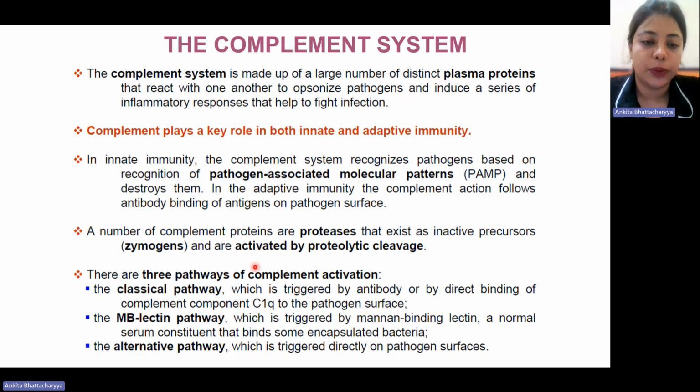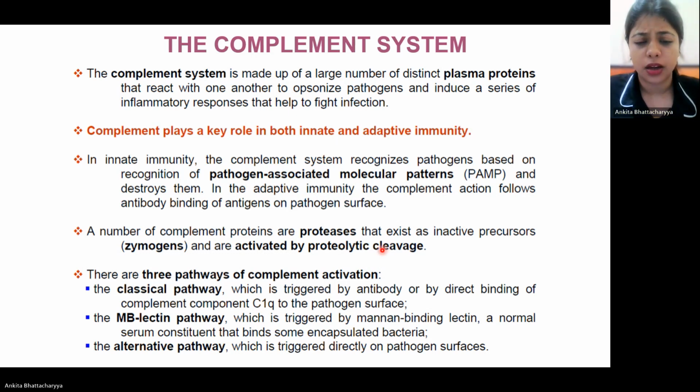So with this in mind, we have to understand the fact that a number of complement proteins are actually proteases that exist as inactive precursors or zymogens, and they get activated by proteolytic cleavage. What does that mean? A zymogen is an inactive enzyme. Any enzyme for that matter can exist as a zymogen, and their cleavage helps in their activation. They go from their inactive or precursor pre-enzyme stage to the active enzyme stage, and then they're able to execute their activity.